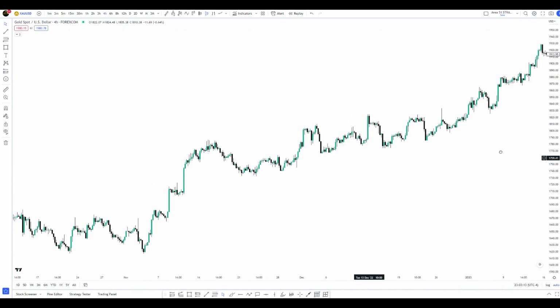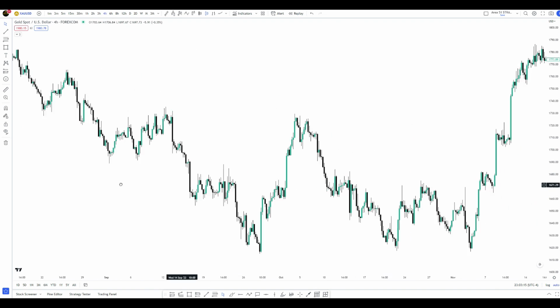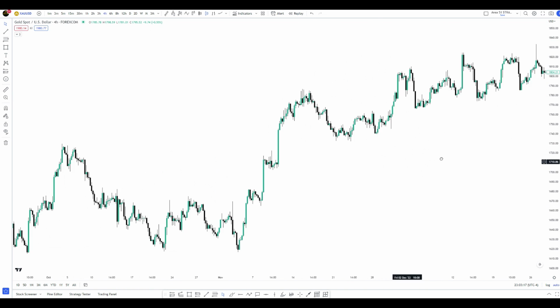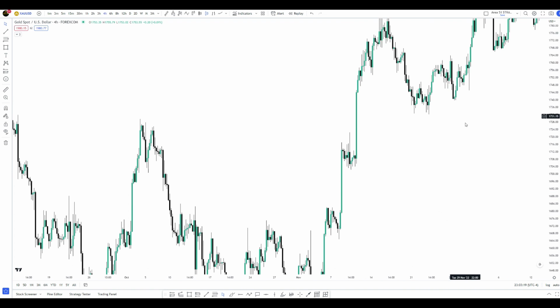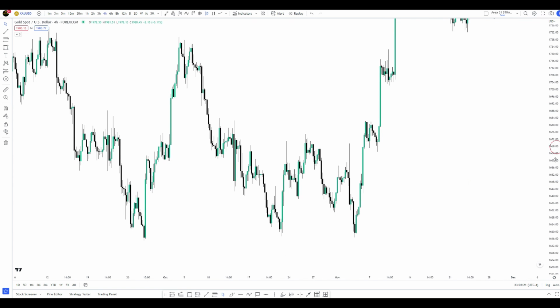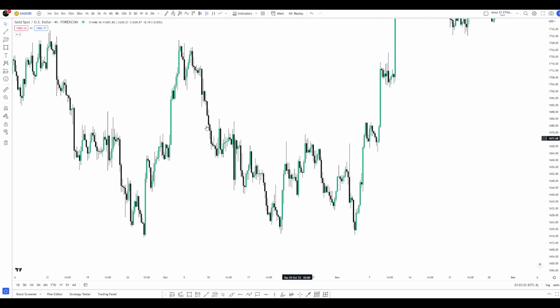Let me start with this area here. We can see that the price was going down, creating lower highs and lower lows, breaking this structure to the downside and grabbing a little bit of liquidity, and then reversing right away. It grabbed a little bit of liquidity, but it didn't close below it, so it changed directions right after that.